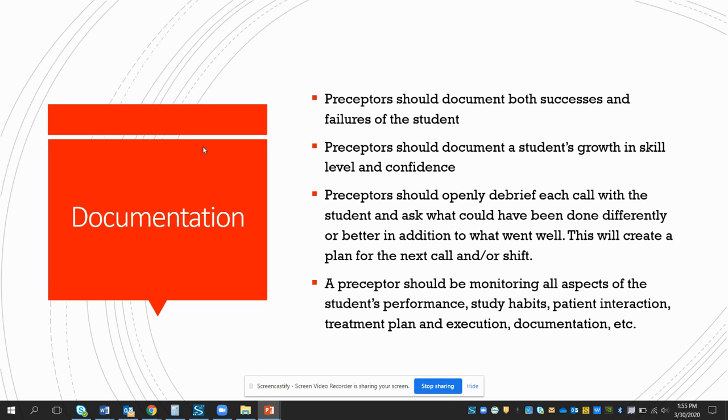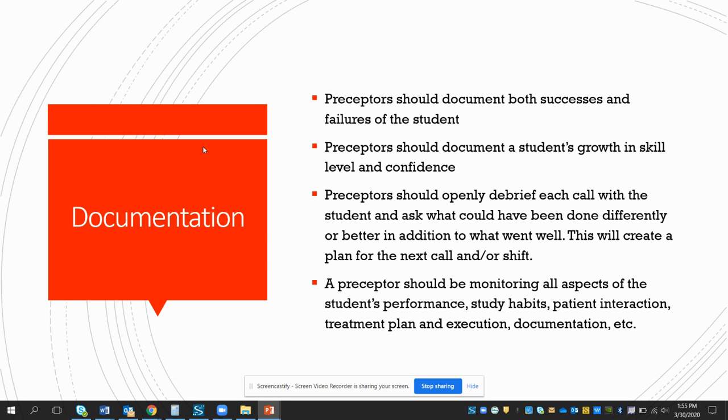And then documentation. This is a big part of being a preceptor. Again, we mentioned you should document both the success and the failure of the student. Preceptors should document a student's growth in skill level and also in confidence. We talked about the affective domain and how difficult that can be to measure. And this is one of the ways that we can. You seeing this student day in and day out, riding on the truck with you consistently, measuring their performance, seeing them in the field, seeing how they emotionally respond to calls is one of the only ways to assess that affective domain.